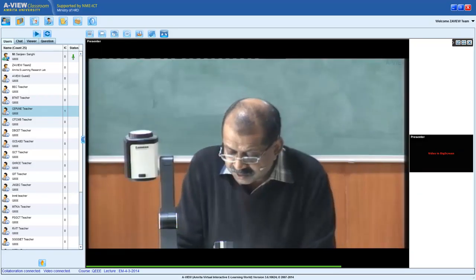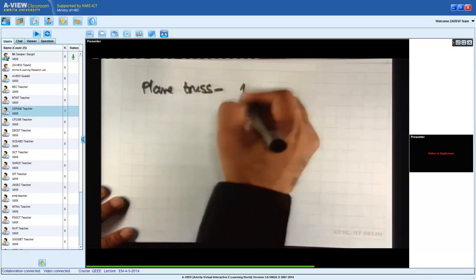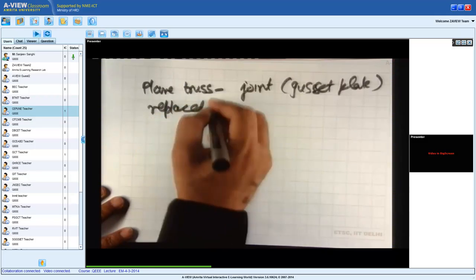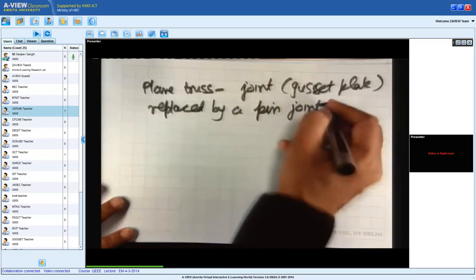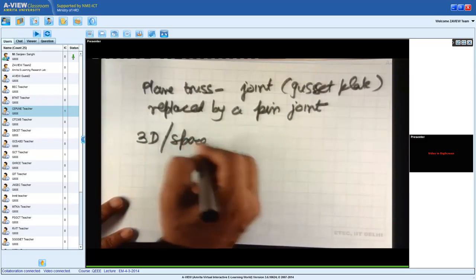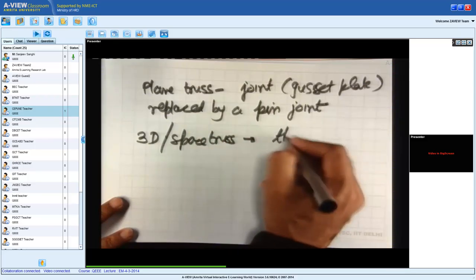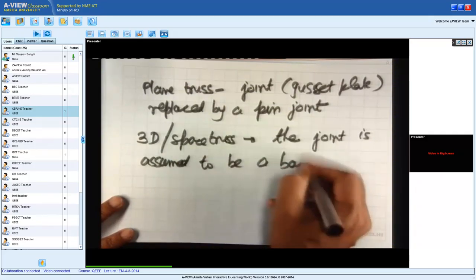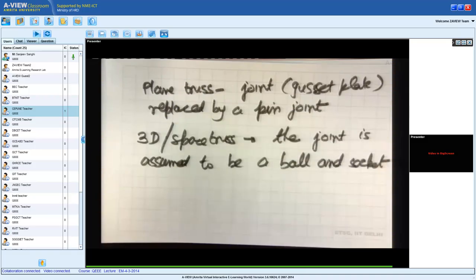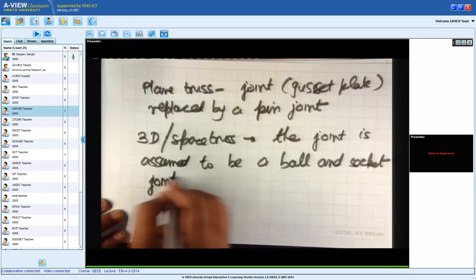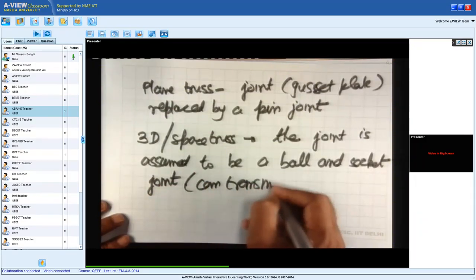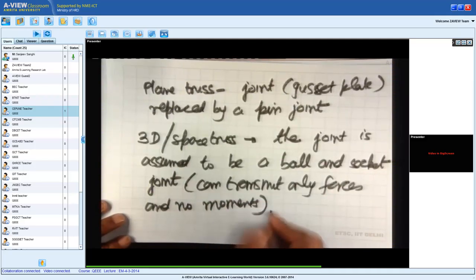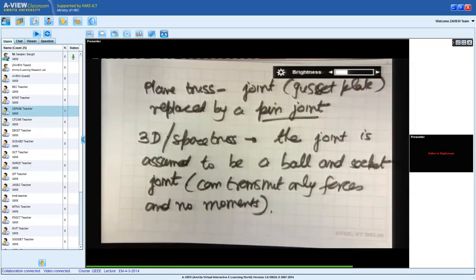Now, for a plane truss, we see that the joint or the gusset plate is replaced by a pin joint. For a 3D or space truss, the joint is assumed to be a ball and socket joint. The reason for this is that all the members are going to be concurrent. So we will assume this to be a ball and socket joint, which means it can transmit only forces and no moments. The same thing happens with a pin joint also: it is able to transmit only forces, it cannot transmit any moments.